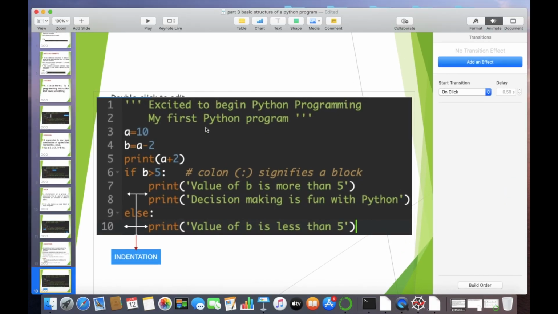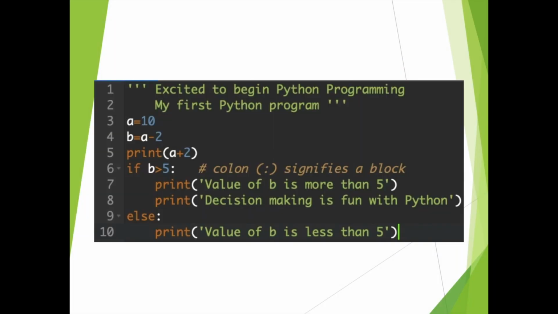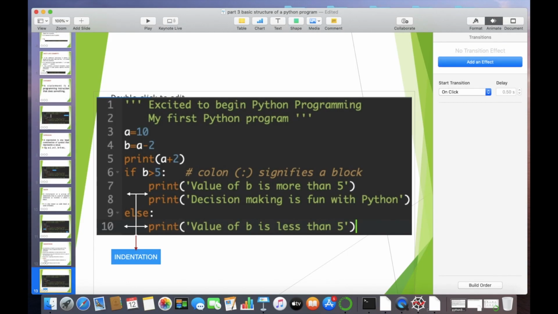So now, this is our Python code which we have written just now, and the parts highlighted with the double-sided arrow are the indentation. Okay, it is referred to as the indentation.